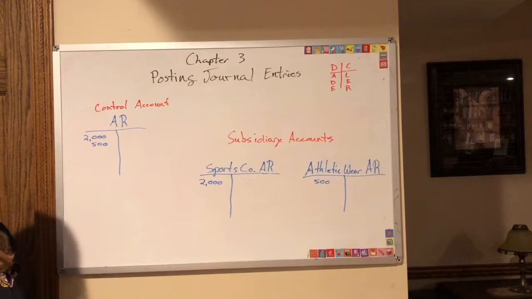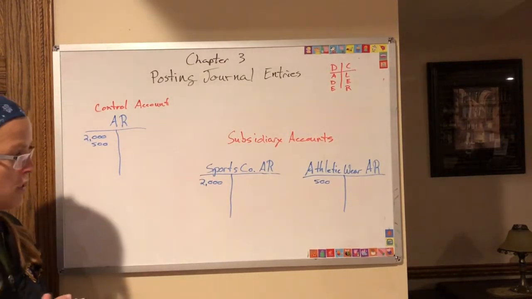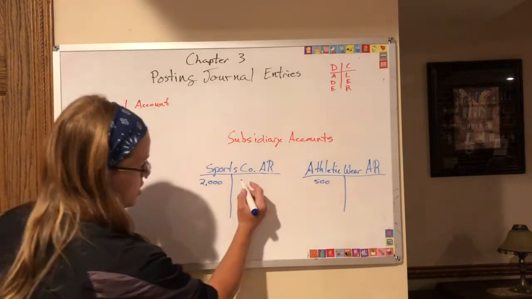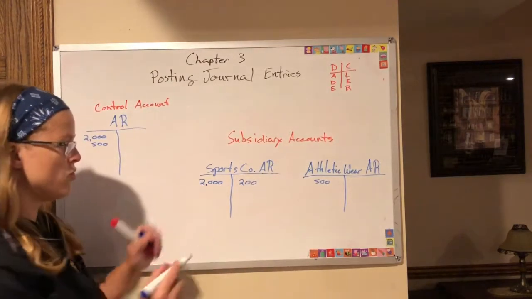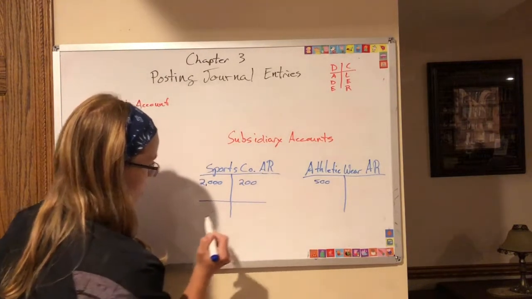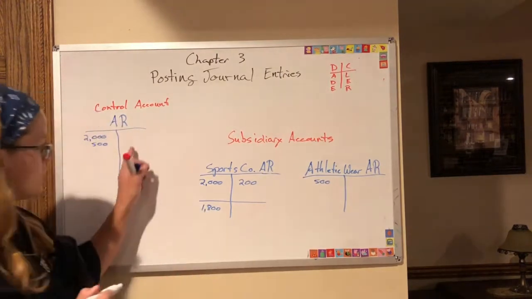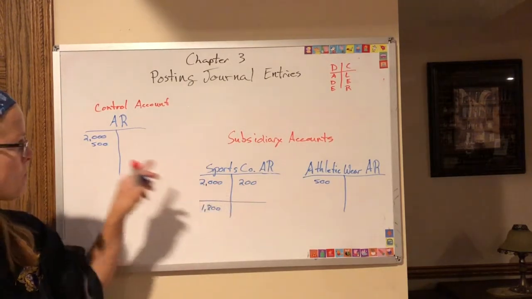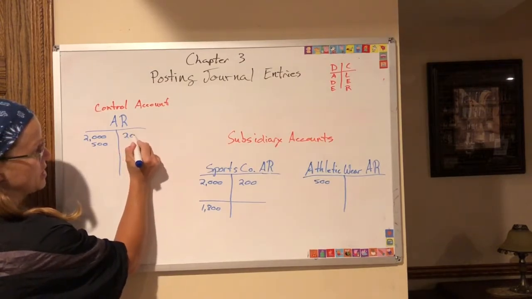So then we find out that Sports Company pays us, let's say, $200, all right? So they pay us $200. So that's removed from that account there. So we are only owed $1,800. So we would have to add this $200 to the control account in the general ledger.